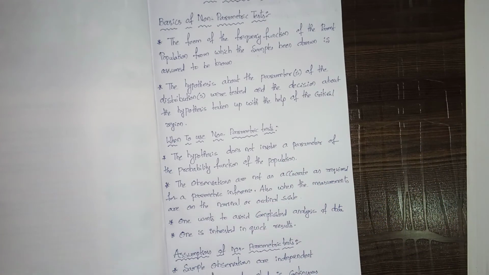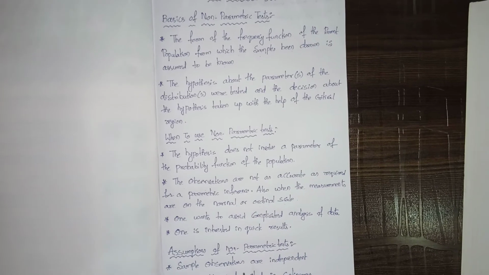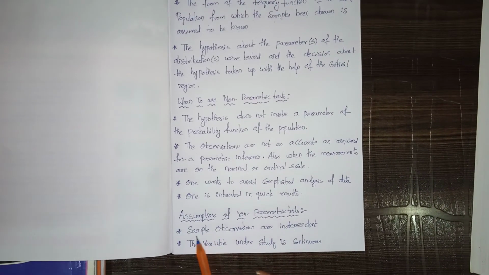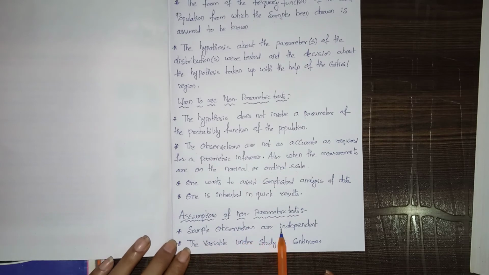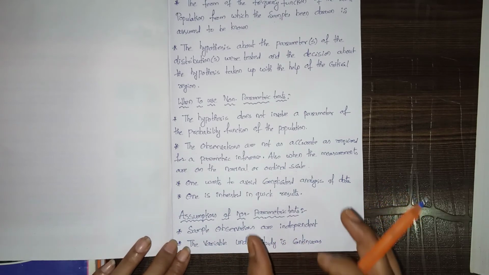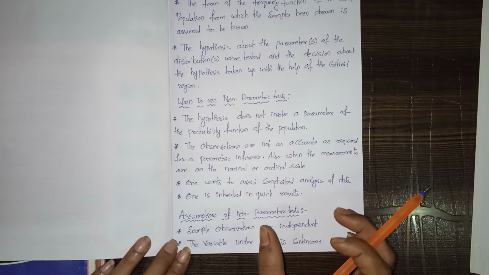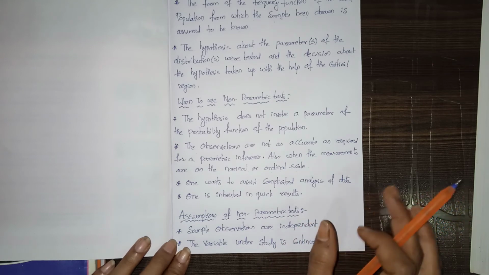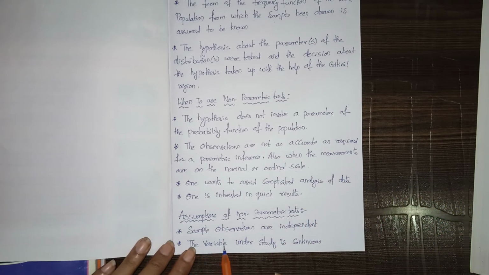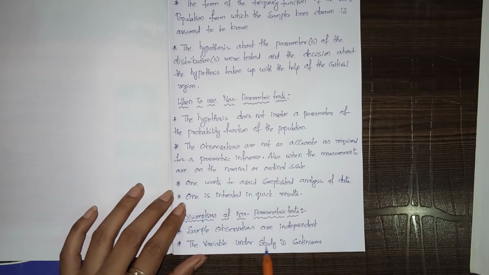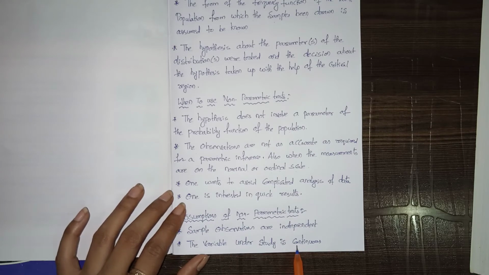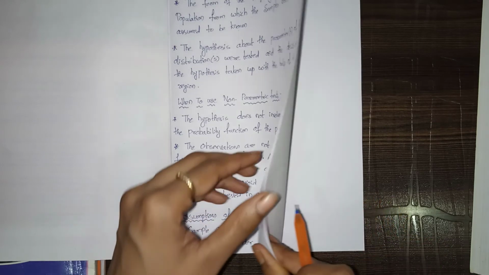And the next is assumptions of non-parametric test. The first assumption is, sample observations are independent. Whatever observations we collect from the population, they won't depend on one another. All the observations are independent. And the second point is, the variable under study is continuous. We have to consider them as coming from continuous distributions.